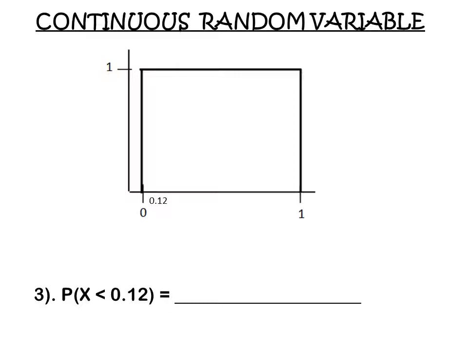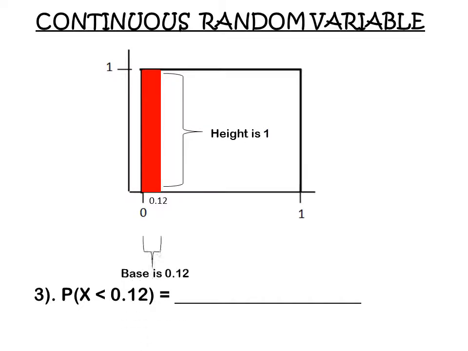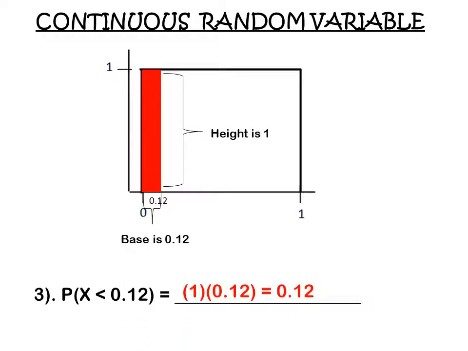Finding the probability of less than 0.12, I find 0.12 on my x-axis. I'm shading everything smaller than that. This time our height is still 1, but our base is 0.12. So the probability is 0.12.